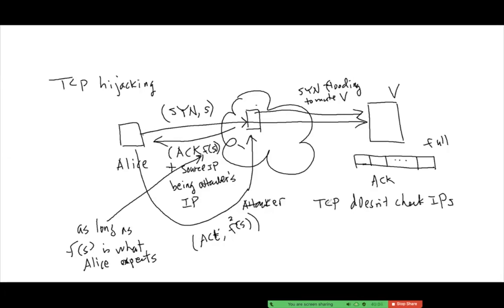So the way to counter TCP hijacking is to check IPs. It's a countermeasure. Check IPs. If IPs have been changed, then it knows that this connection is probably being hijacked. Okay, so now let's move back.